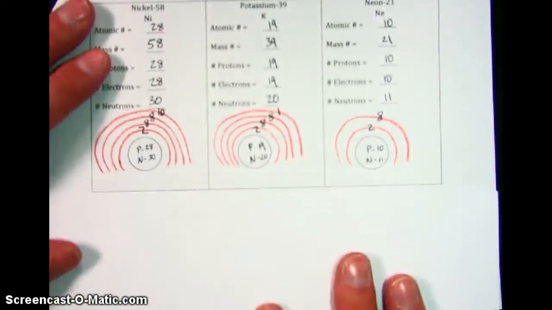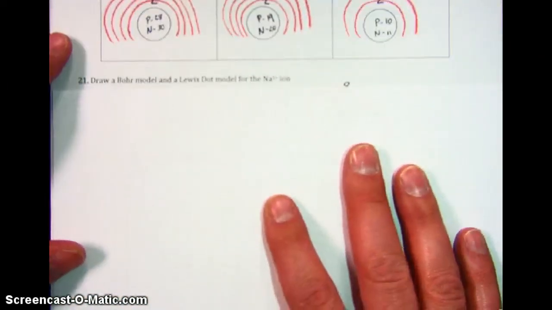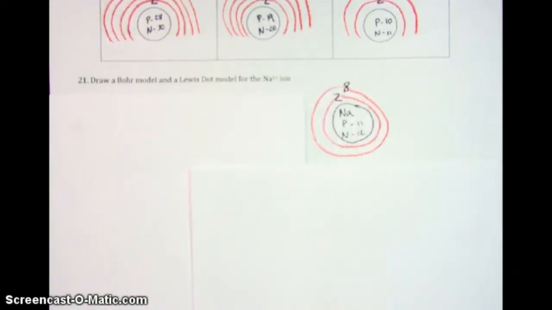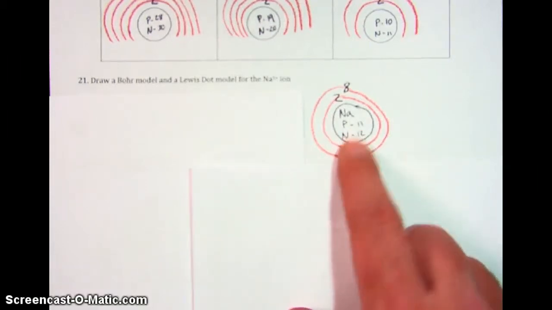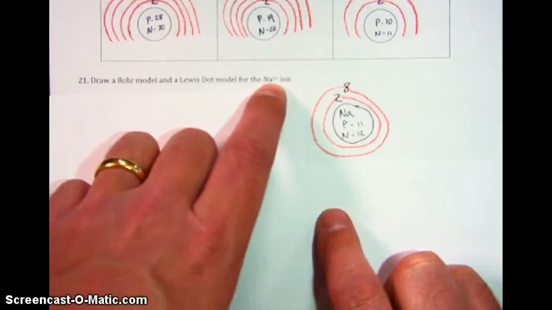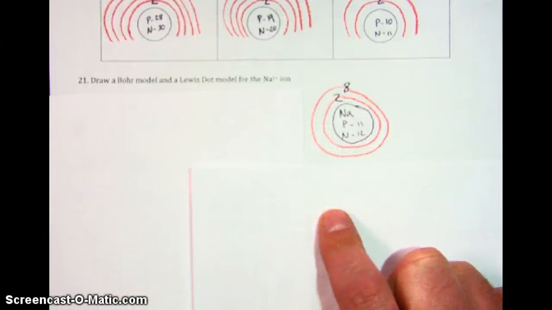For the next section, for number 21, it's asking us to draw a Bohr model and a Lewis diagram for both. So I'm going to start off with the Bohr model. For the Bohr model, I've drawn the similar notation as above in order to save some space, but it's got all the same information. Sodium has 11 protons, 12 neutrons, and so that filled out the center. Now remember, we're drawing for Na with a 1 plus charge. It's an ion. Since it's a 1 plus, that means that an electron was taken away.